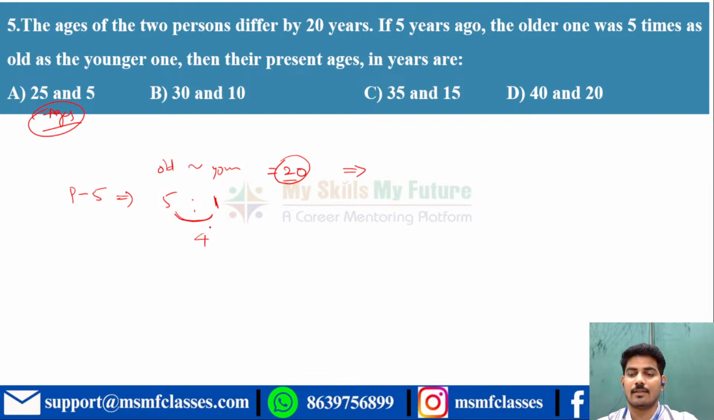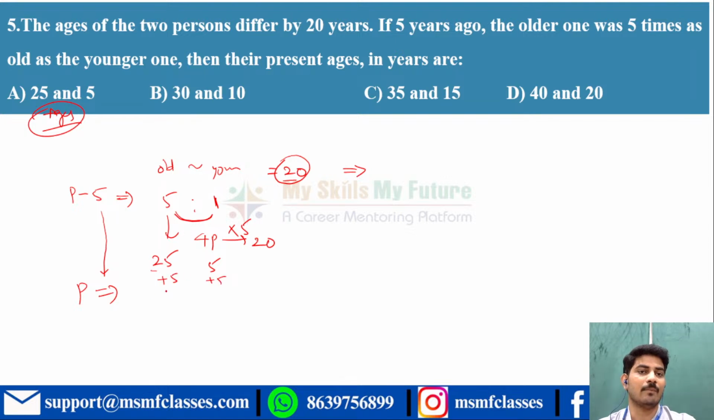Okay, Ramesh has corrected his answer, he is answering B, sir. So let's check the answer here. Four parts are 20, which means one part is equal to 5. So 5 years ago, their ages were 25 and 5. But he didn't ask about their ages 5 years ago, we need their ages at present. So we need to come to the present from 5 years back. This 25 and 5 is 5 years ago, so we need to add 5 to them to get the present ages. If I add that, it will be 30 and 10.